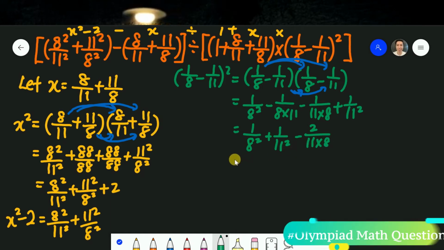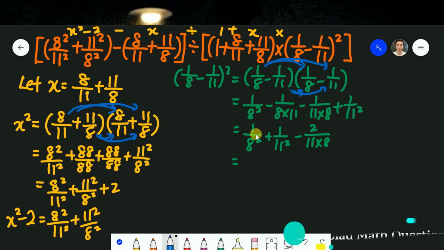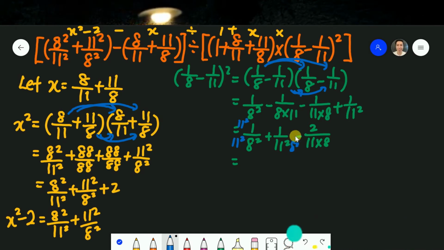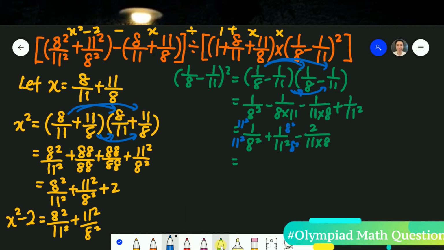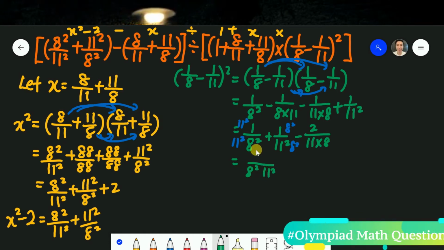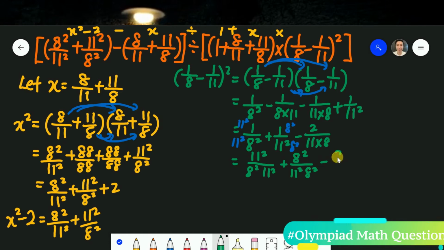Next, we can combine these fractions. We multiply the top and bottom of the first by 11 squared, and the top and bottom of the second by 8 squared. Eventually we get 11 squared plus 8 squared over 8 squared times 11 squared, and the other part is 8 times 11, or 11 times 8, also works.